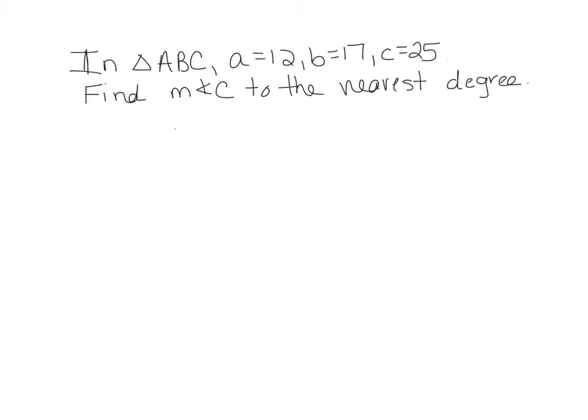So in this problem, we have triangle ABC. We have that C is 25, A is 12, and B is 17. And I've said this a bunch, but my picture is obviously not to scale. That's fine. We're just trying to find stuff. So we're finding the measure of angle C. I'm actually going to put a little C here. We'll use the letter that goes with the side this time.